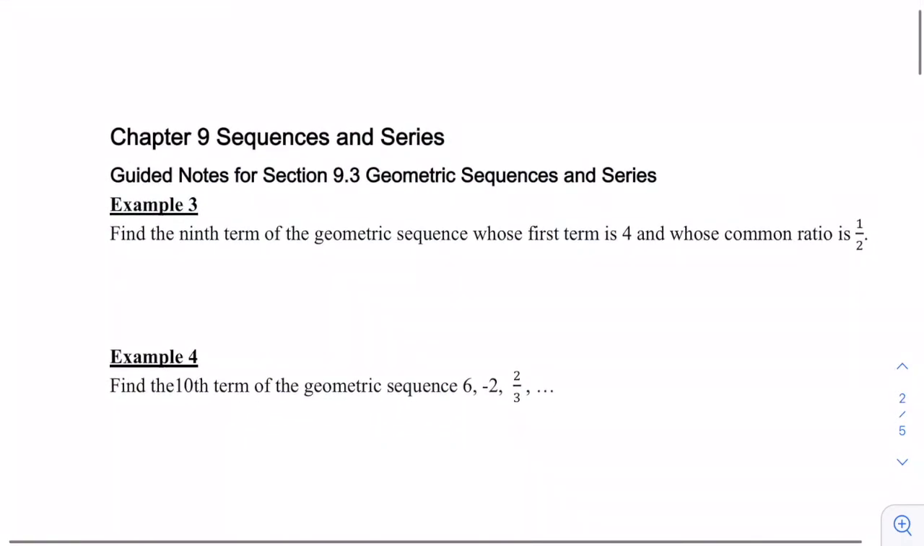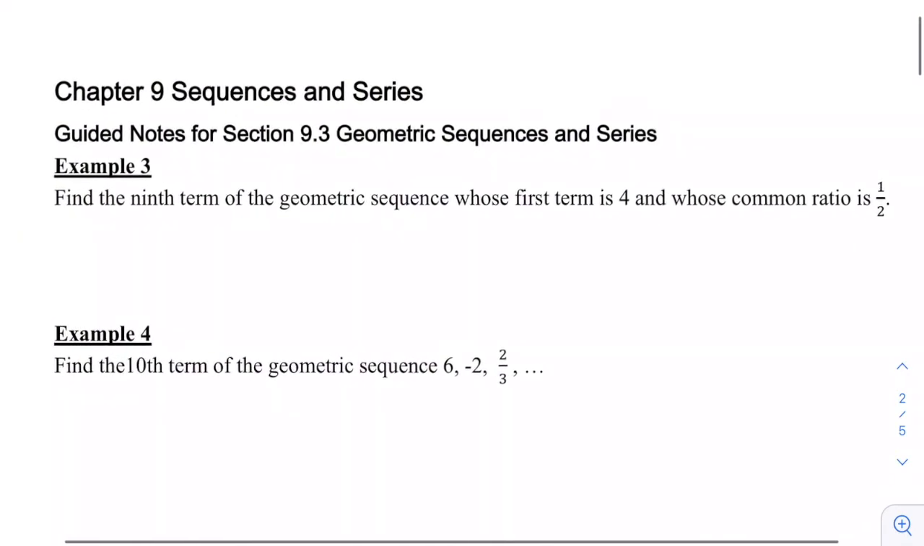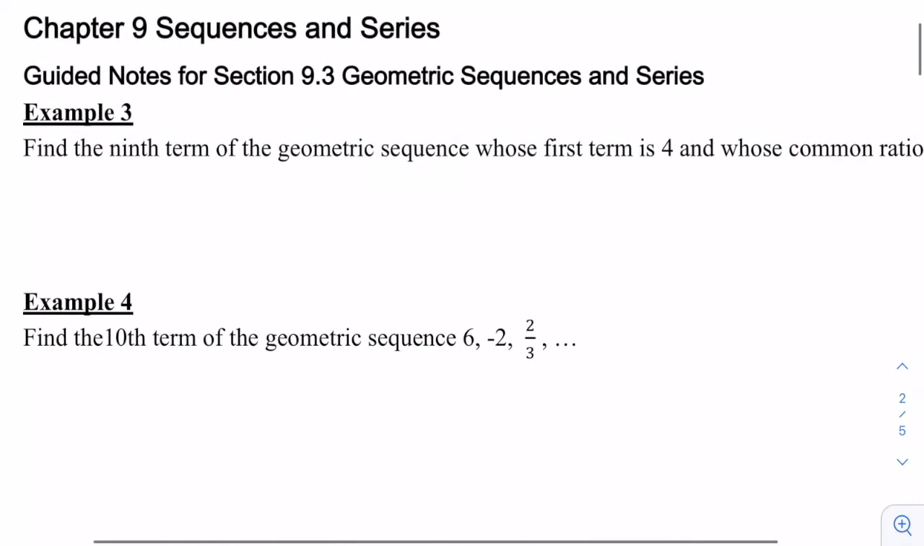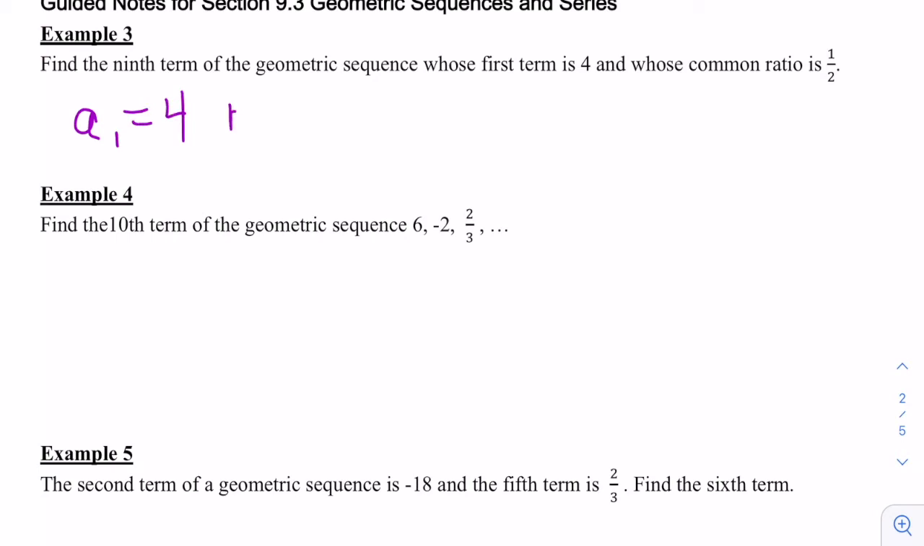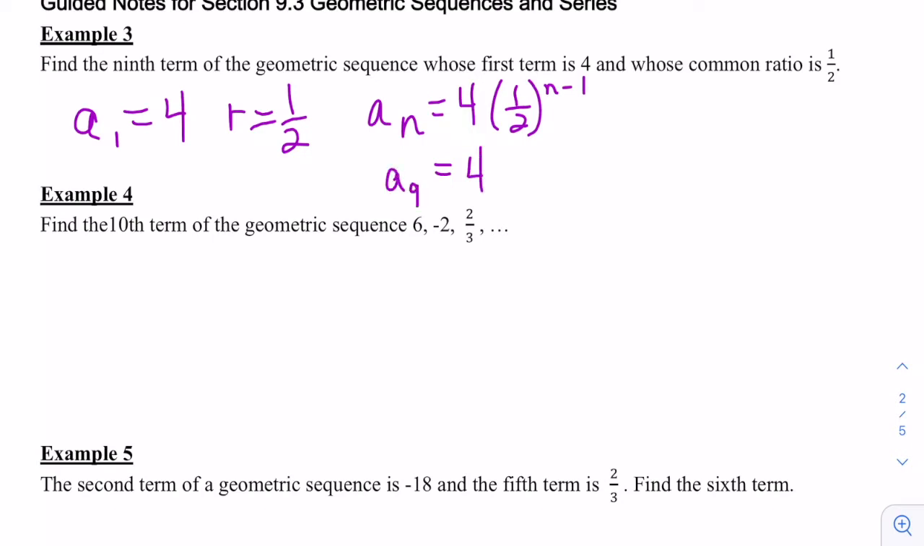For example 3, we're going to find the 9th term of the geometric sequence, given that the first term is 4. So a sub 1 is 4, and the common ratio is 1/2. We can write the formula here: a sub n will be 4 times 1/2 to the n minus 1. If we want to find the 9th term, a sub 9, we're going to raise 1/2 to the 8th power. When we reduce that, we'll get 1 over 64.